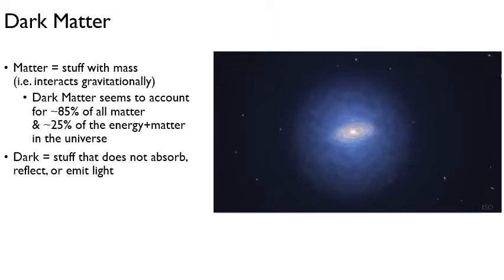And what do we mean by dark? Dark means that it does not absorb, reflect, or emit light. You might remember when we talked about the Milky Way, we believe that there's a halo of dark matter, just a spherical dark matter blob that the galaxy is basically embedded within. We'll talk about it at the end. The most likely candidate here is some kind of new particle that we don't know about.